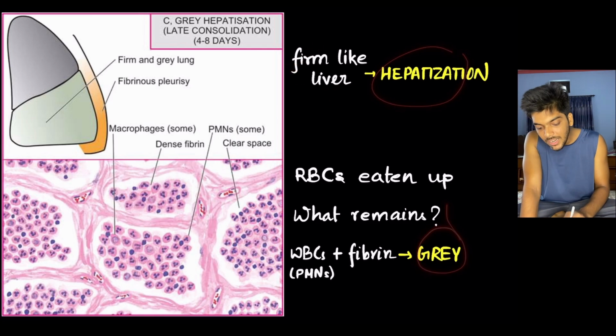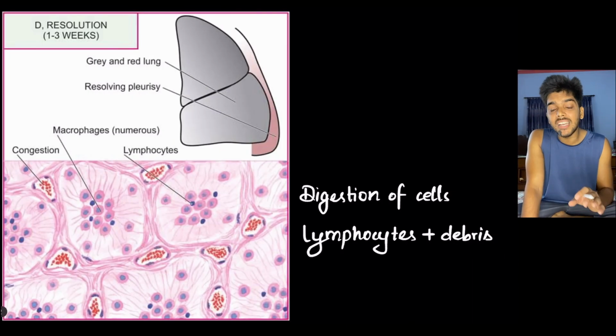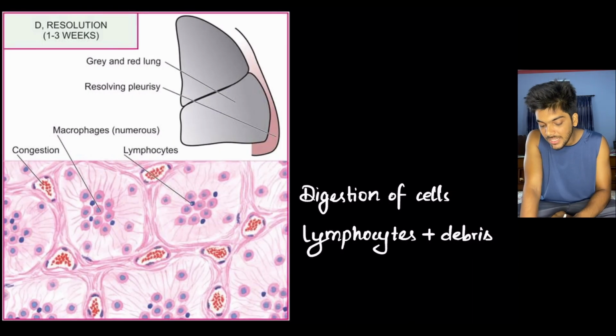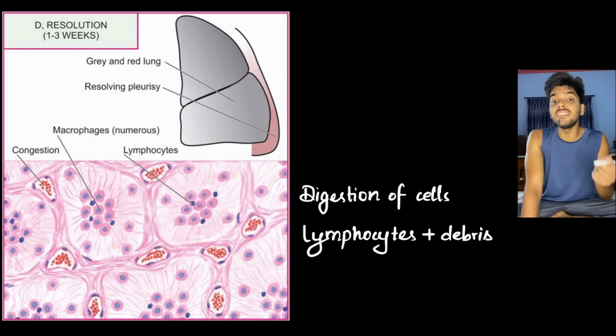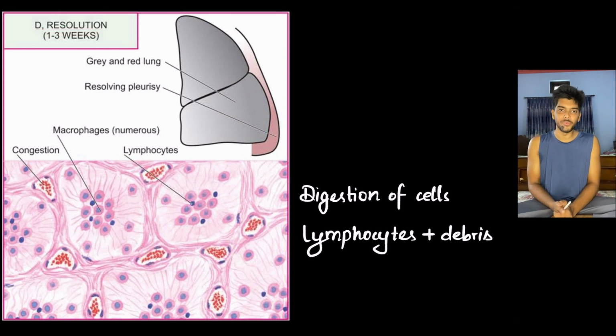so gray hepatization. Finally, all the cells get digested by the digestive enzymes and only the cell debris remains, and the cells that come later on in the chronic stage, the lymphocytes, come. This is the phase of recovery, also referred to as resolution. And we are done with pneumonia as well.